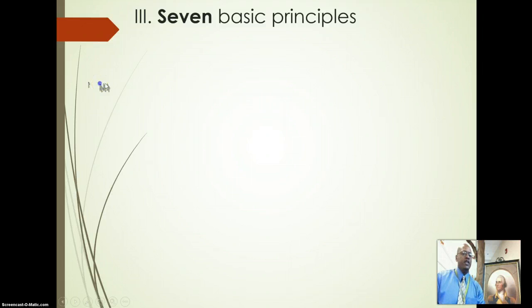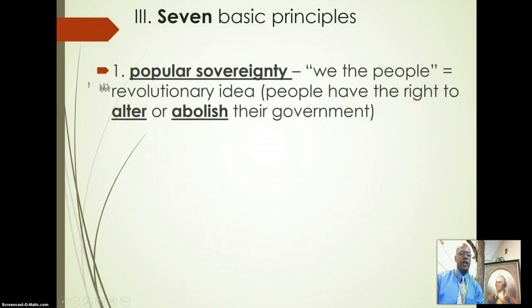Now, there are 7 basic principles to our Constitution, and again, you're filling these in on your notes. If you have any questions about these or any further thoughts, write those down. The first principle is popular sovereignty, the idea of we the people. This is kind of a revolutionary idea. The people have the right to alter or to abolish their government if the government isn't working for the people, if it's not serving people as designed.